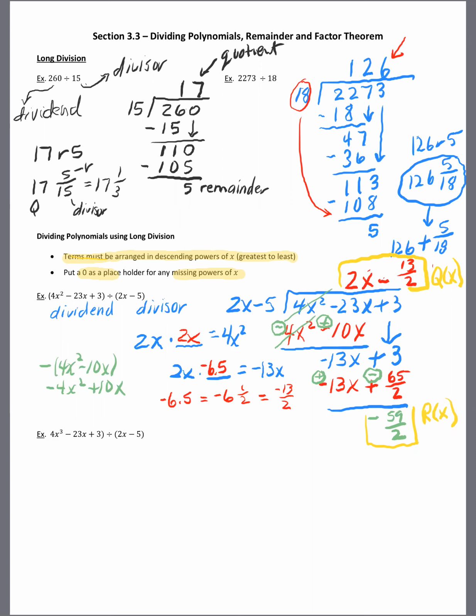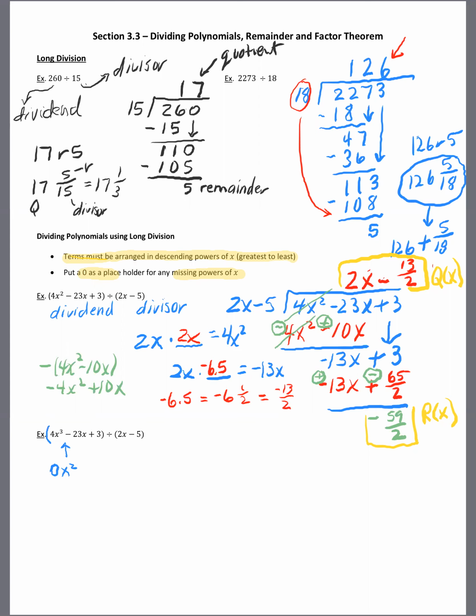Okay. Let's look at the second example. What you'll notice here, and you really have to pay attention to this, is that it is in descending order. Somehow we lost a parentheses in the typing of it. There we go. And we also notice that as you're counting down here, this is x to the third. What should have come next here should have been x squared, but there's not a term, so we put in a 0. Then minus 23x plus 3. Your divisor, 2x minus 5. So your divisor is looking good here.